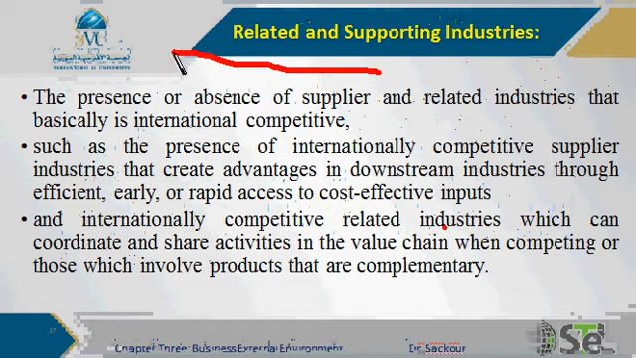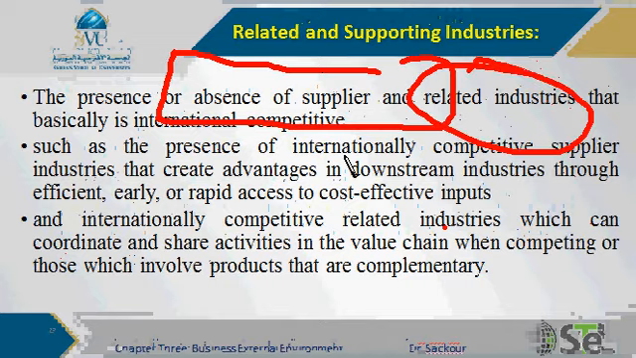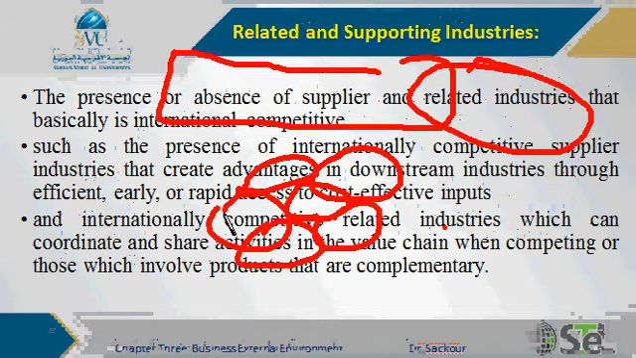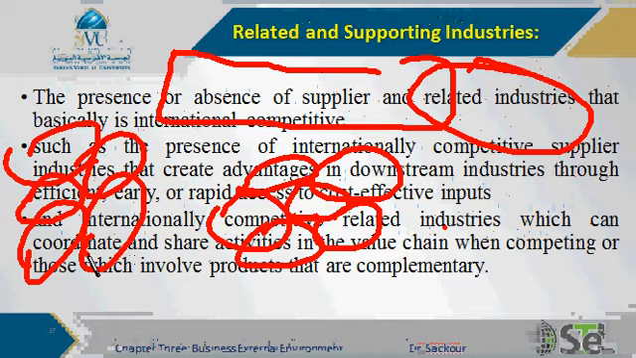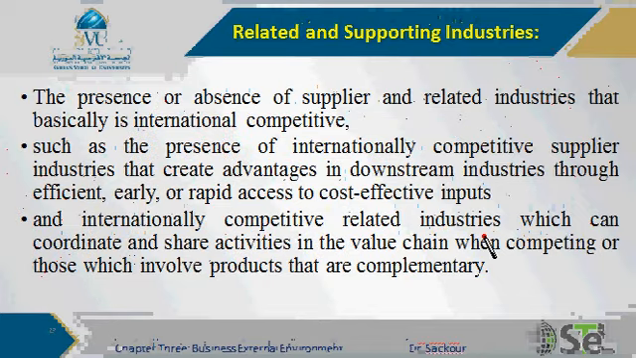More players and suppliers of related industries, clusters of industries working, let's say, in an industrial zone, clusters of specific industries working in specific areas support more and more the development of the industry. The presence, for example, of internationally competitive suppliers creates advantage in downstream industries. All of us, we agree on this and we support this.